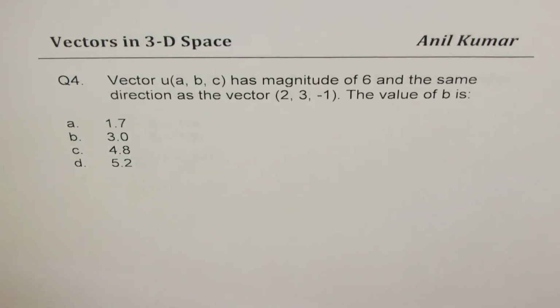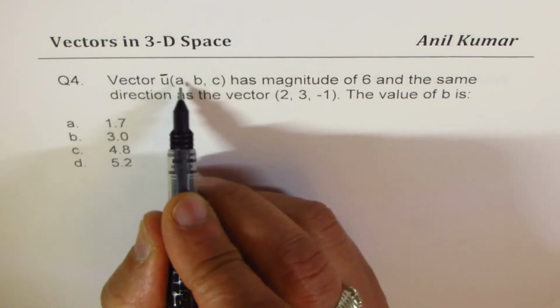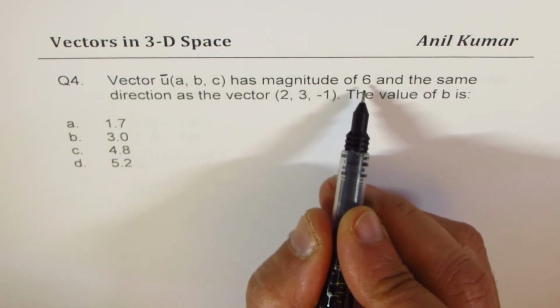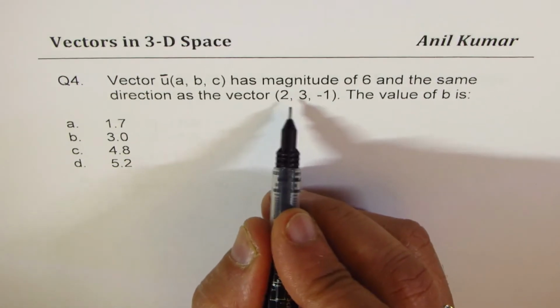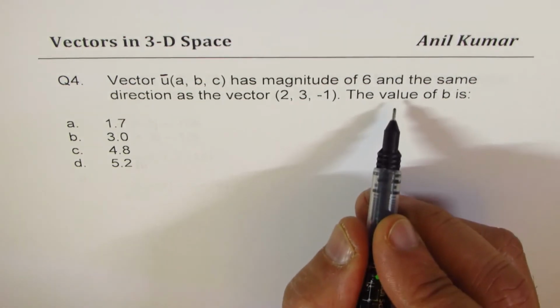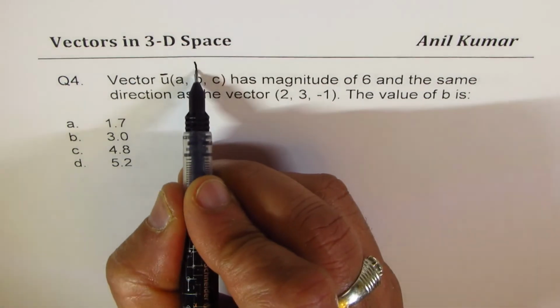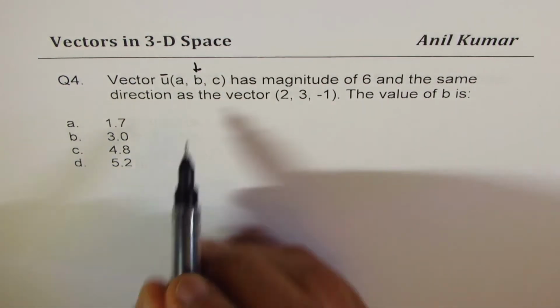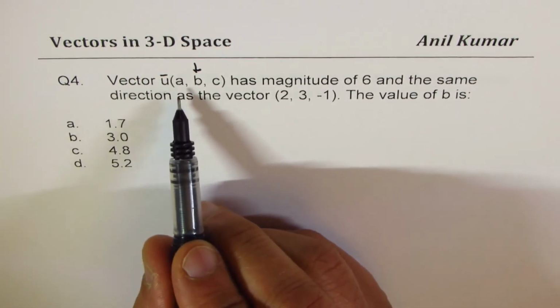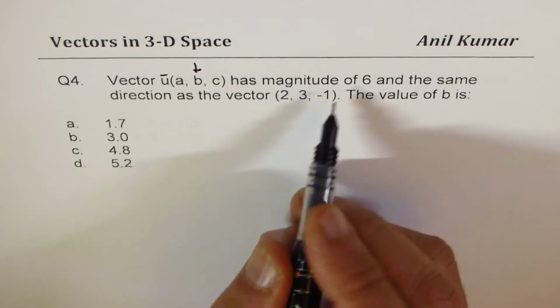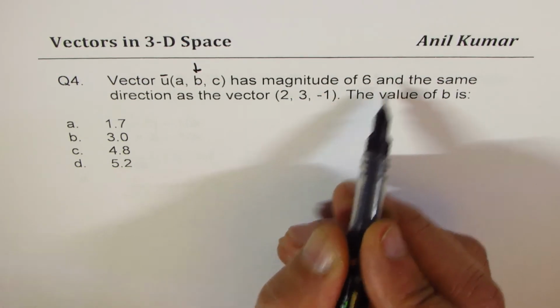Question number 4. Vector U, which is ABC, has magnitude of 6 and same direction as the vector 2, 3, -1. Find the value of B. So we have to find the value of B. So that is the direction given to us. Vector U is ABC and has a magnitude of 6.